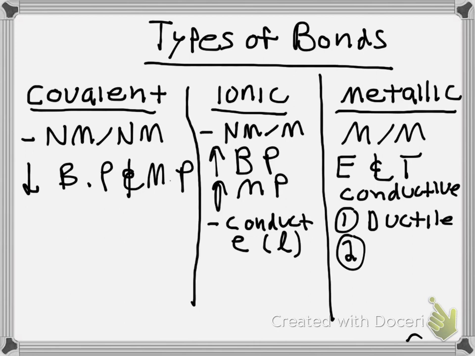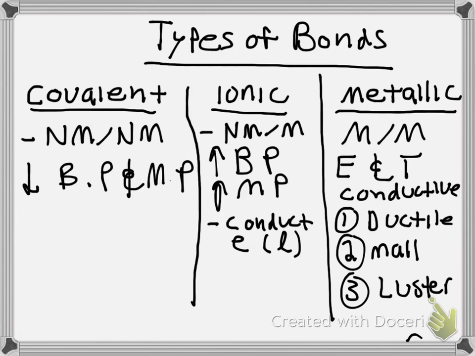The second property is it's malleable. I'm just going to write mal. And that means you're able to pound it into sheets. And the third property of these bonds is luster. And all this means is that it is very shiny.